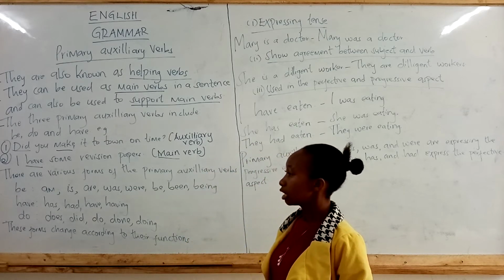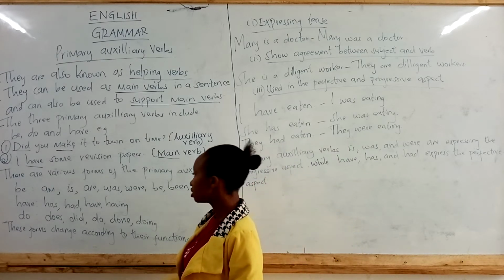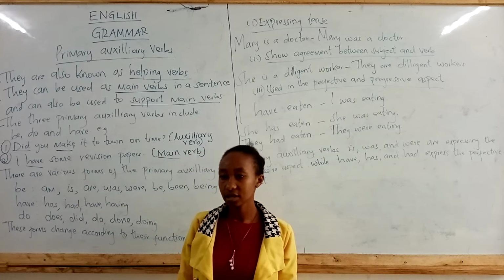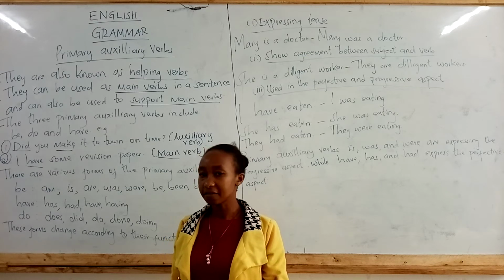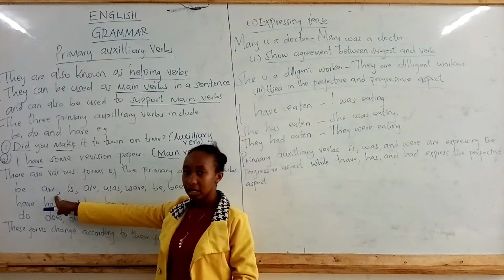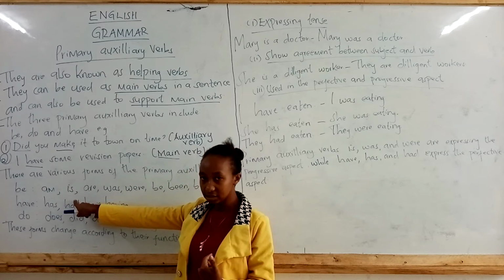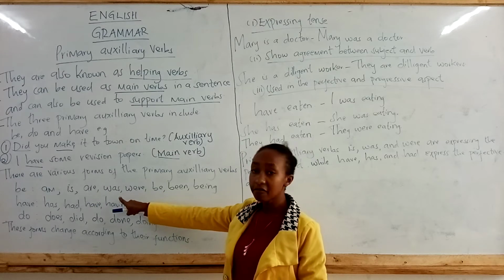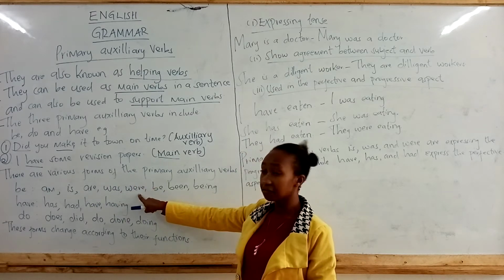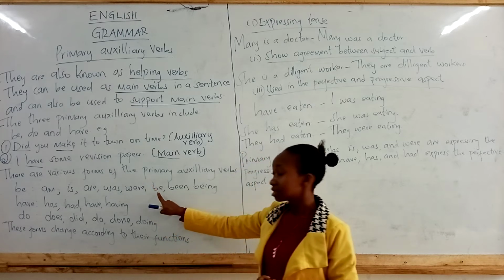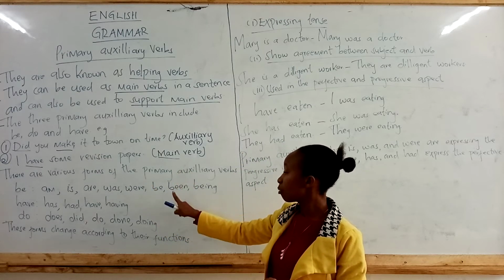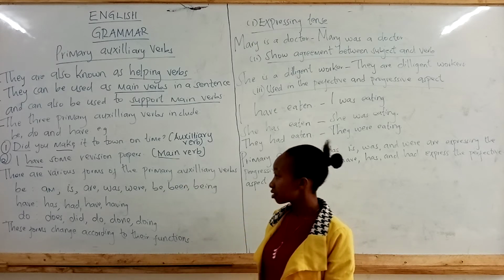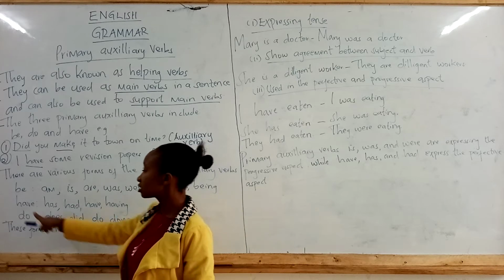For example, if we pick the first one, which is be, it can take various forms in sentences. It can take the form of am, is, are, was, were, be, been, and also being. We proceed on to the second one, which is have.